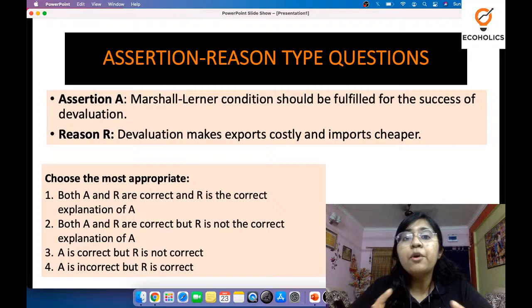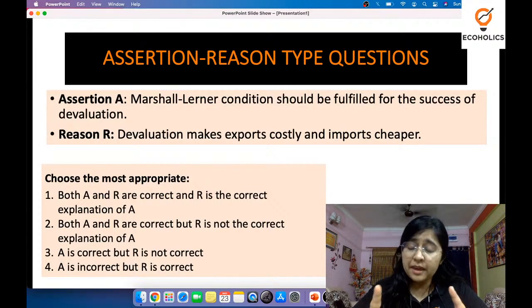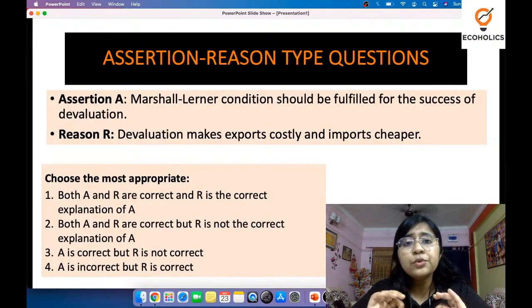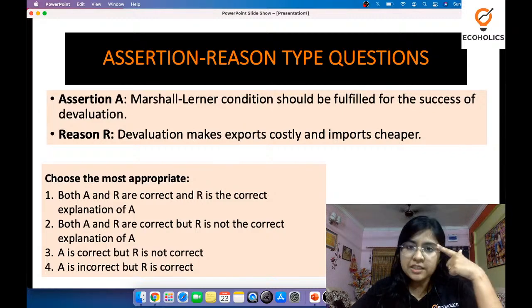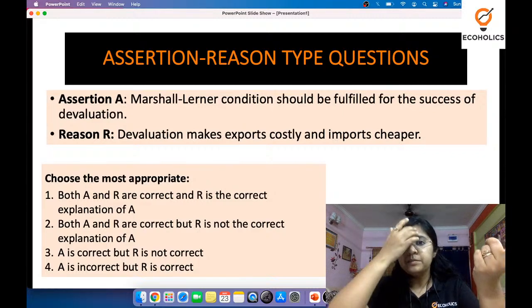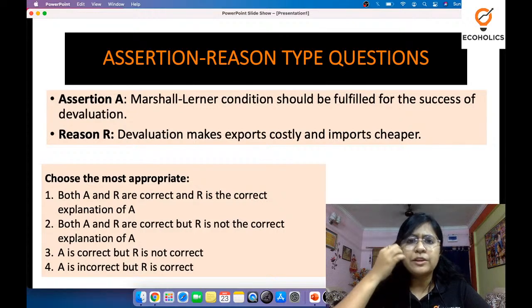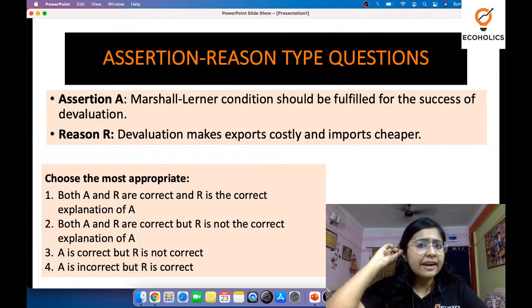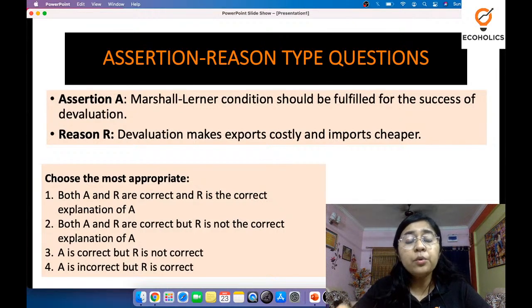Before that, a very important trick for you all is to make sure that you first read the question and analyze it in your head. What do you get of it? What did you understand from that question? Did you understand the question fully? How you are going to select the options is the secondary part. The first part is, did you understand the question? What is the logic behind the question?